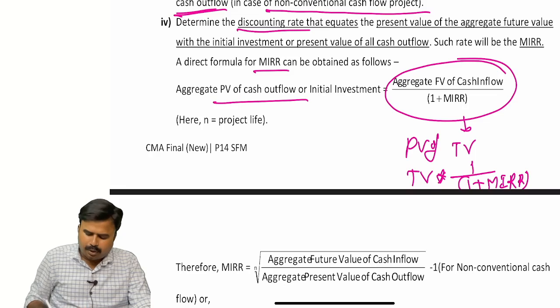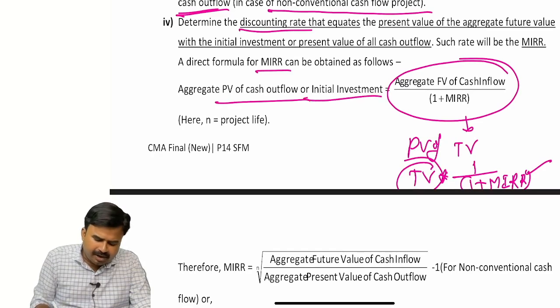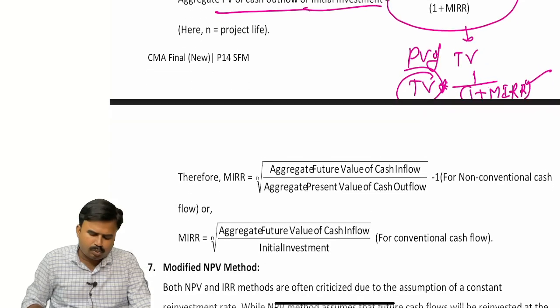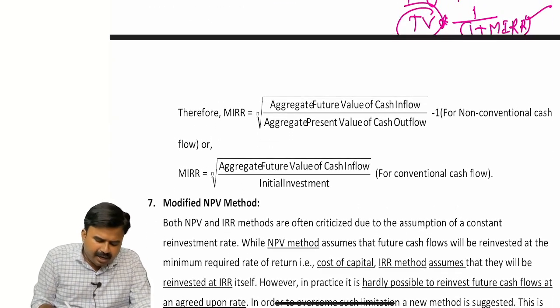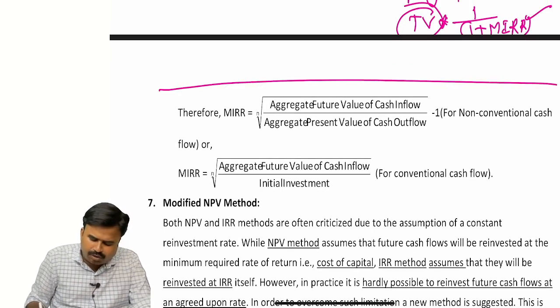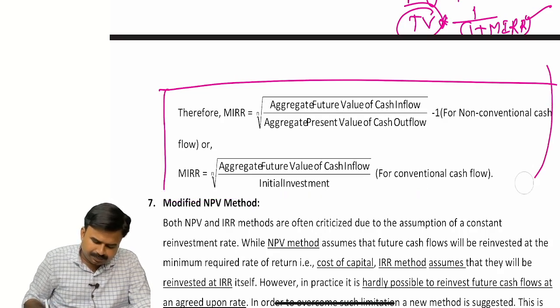Okay. So if you can discount terminal value at modified IRR rate, that present value of terminal value should be equal to present value of cash outflow or initial investment. This is one way of computing the modified IRR. The other way is modified IRR can be calculated by using this formula. For conventional and non-conventional cash flows, we have two formulas here.